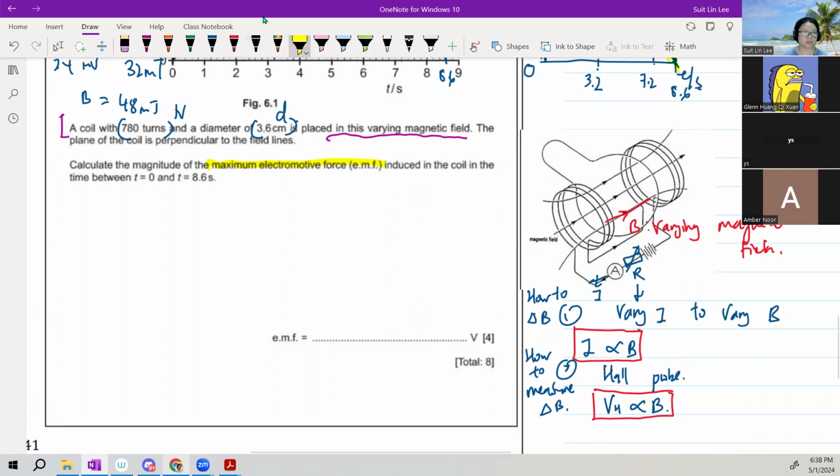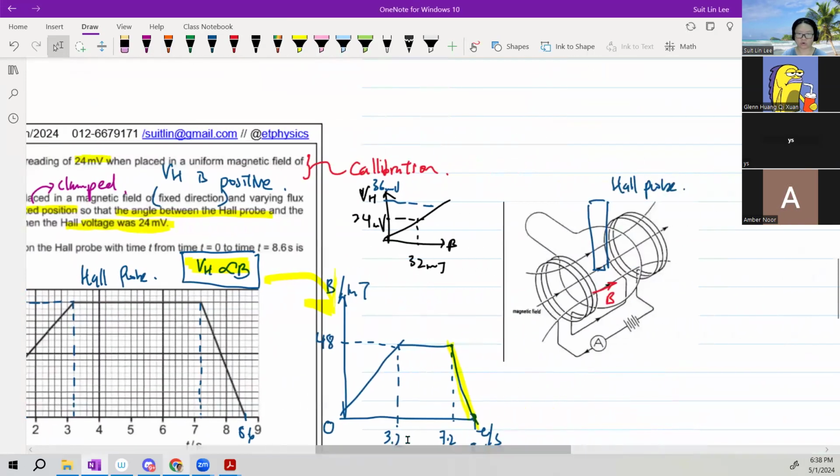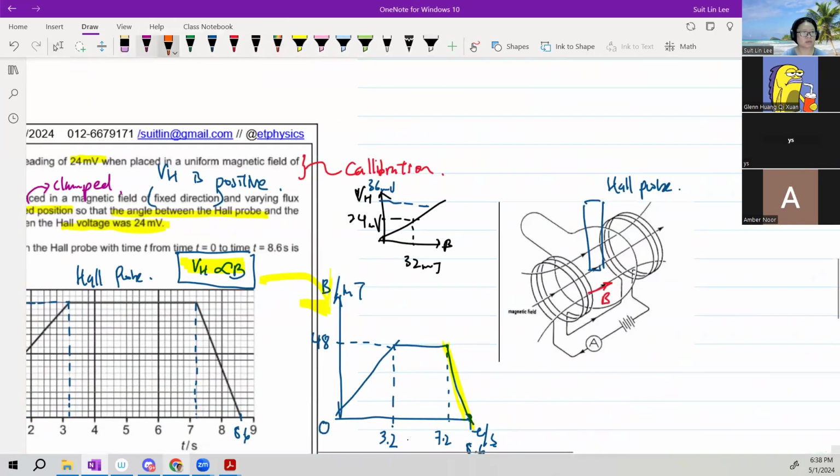The next step would be to take a coil. So there's a coil here, and I will put it inside here, and connect to another voltmeter to measure the induced EMF. So this one is the induced EMF. But this one, this Hall probe, although it is still a voltmeter, this voltmeter is to measure Hall voltage.